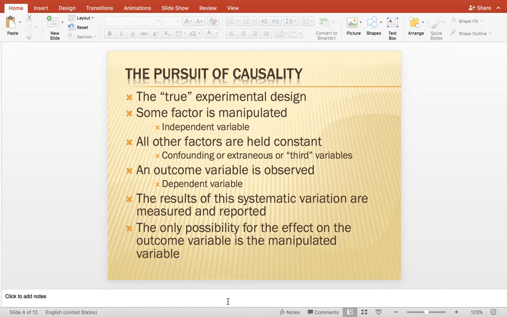So what is it that we tend to do in these particular instances? Well, we always try to establish true experimental research designs so that we're able to definitively establish that A does truly cause B. So how do we do that? Well, first of all, we're going to try to establish a true experimental research design.